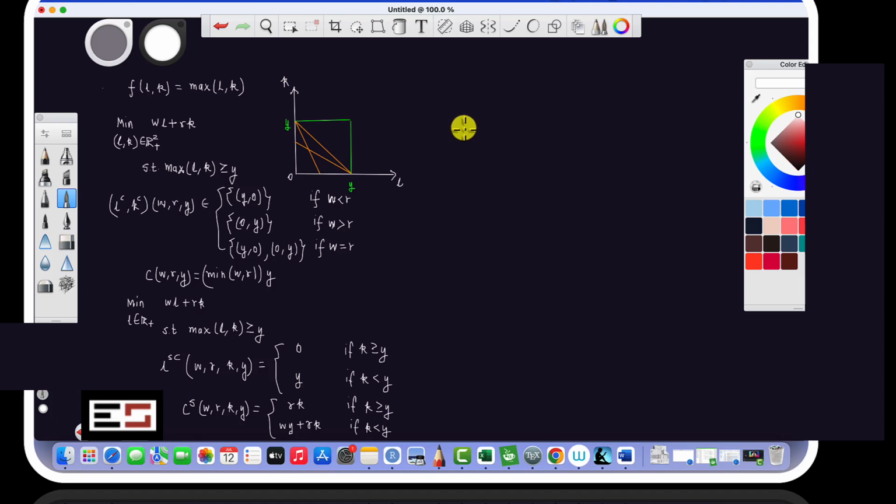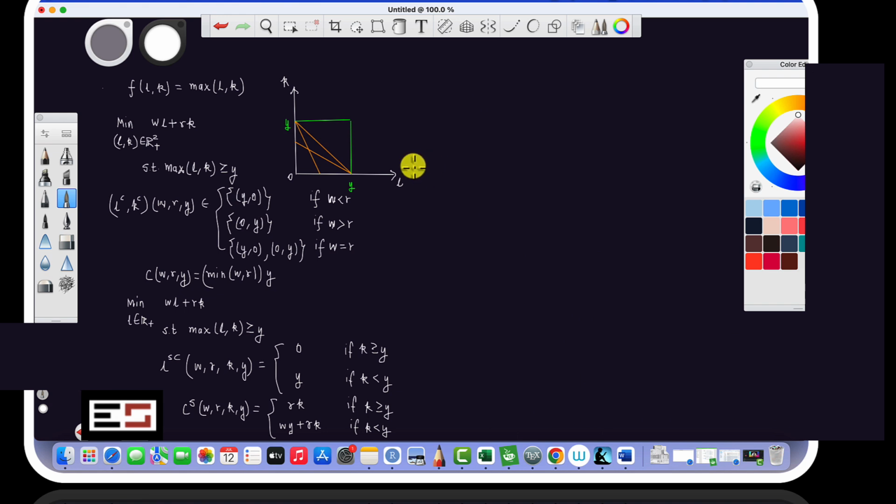Hi, in this video we'll continue to work on the production function f(L,K) = max{L,K}, and what we'll do is find the short-run supply function. Recall that the short-run supply function is something you obtain if you maximize the short-run profit with respect to the output that you should produce.